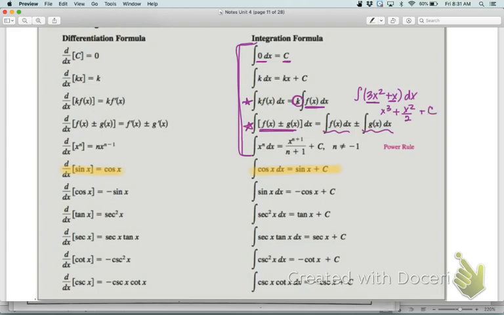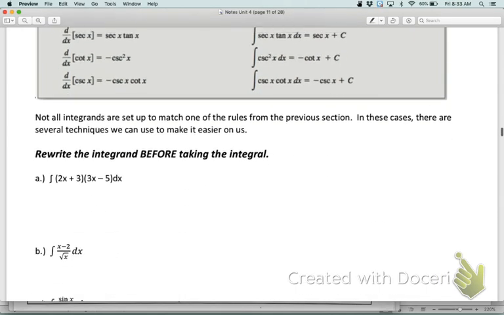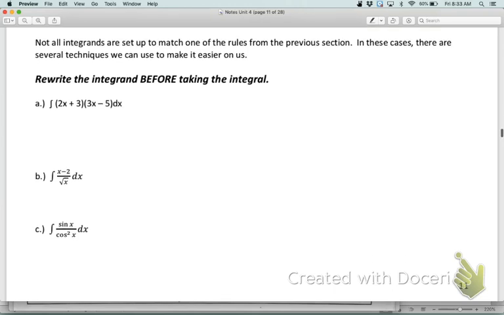Okay? So you are going to have to memorize those rules. And yes, they do need to be memorized by the time we take our quiz on Tuesday. So spend some time this weekend.